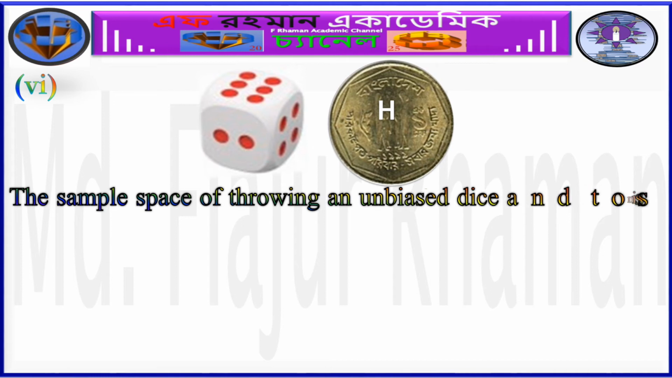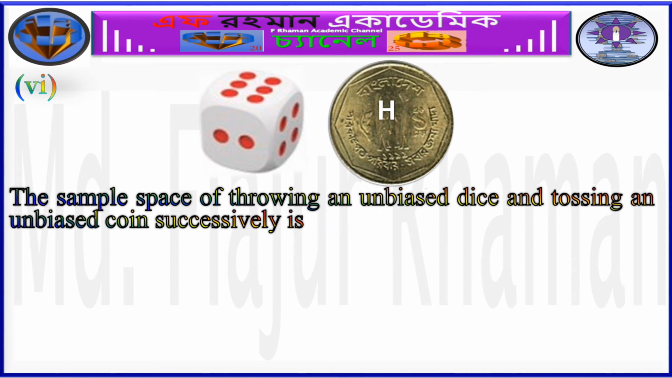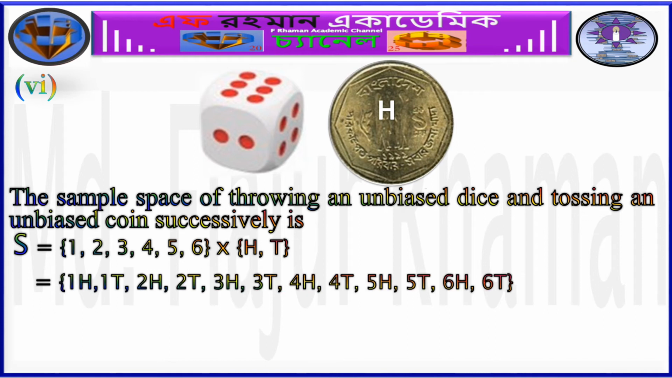The sample space of throwing an unbiased dice and tossing an unbiased coin successively is S = {1, 2, 3, 4, 5, 6} × {H, T}. Following the same process, we should write the sample space as {1H, 1T, 2H, 2T, 3H, 3T, 4H, 4T, 5H, 5T, 6H, 6T}.